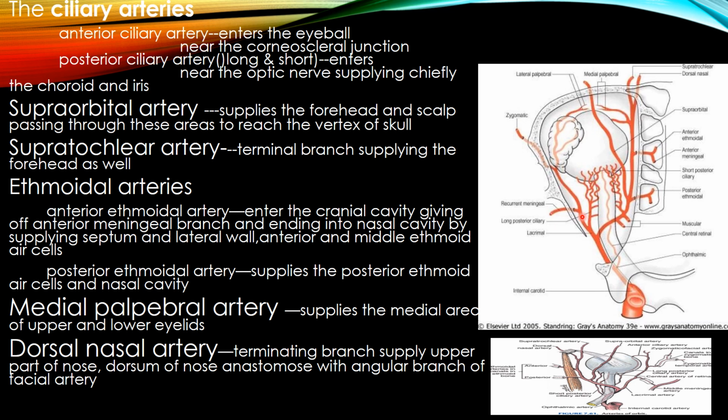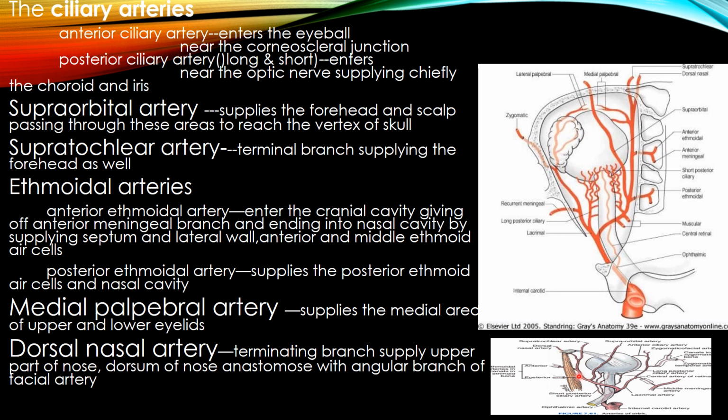We have the supraorbital artery and the supratrochlear artery. The supraorbital artery supplies the forehead and scalp, passing through these areas and reaching the vertex of the skull, while the supratrochlear artery, a terminal branch of the ophthalmic artery, supplies the forehead.